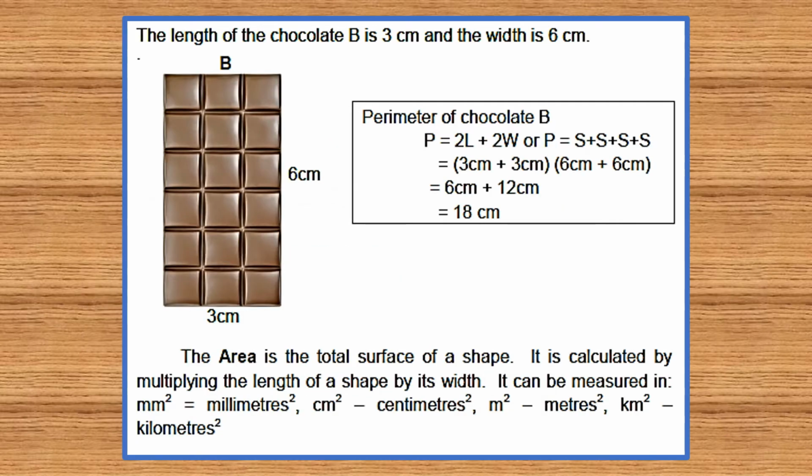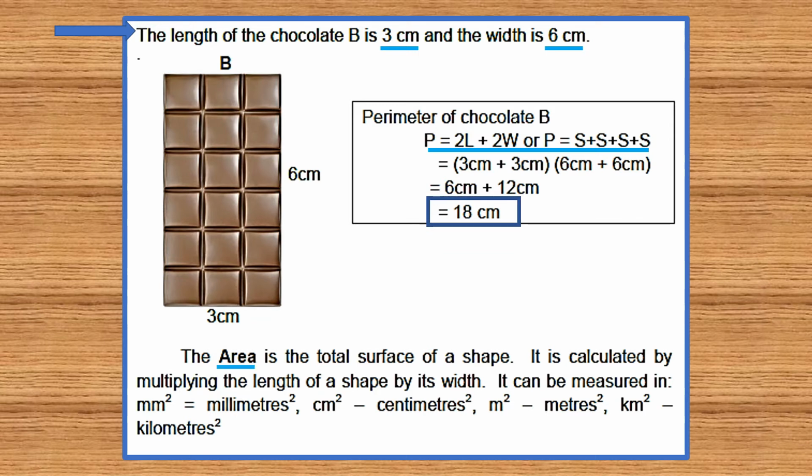Now kids, let's proceed to chocolate B. The length of the chocolate B is 3 centimeters and the width is 6 centimeters. Perimeter of chocolate B. Here's the formula. Perimeter is equal to 2 length plus 2 width, or we can also use this formula. Perimeter is equal to side plus side plus side plus side. Let's apply. Open parentheses, 3 centimeters plus 3 centimeters, close parentheses, open parentheses, 6 centimeters plus 6 centimeters, close parentheses. 6 centimeters plus 12 centimeters. What is the answer, class? Very good. 18 centimeters.